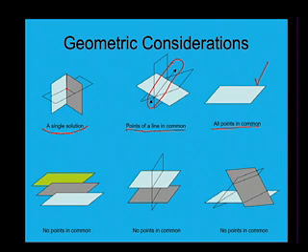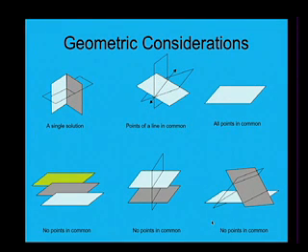Down the bottom, we have 3 examples of where there are no points in common. In this case, none of the planes intersect at all. In this case, 1 plane intersects each of the others, but there are still no points in common. And in this particular example, each plane intersects the other 2, but there are still no points in common.